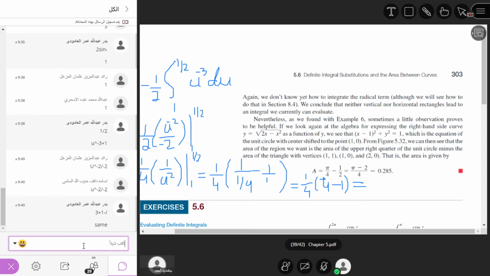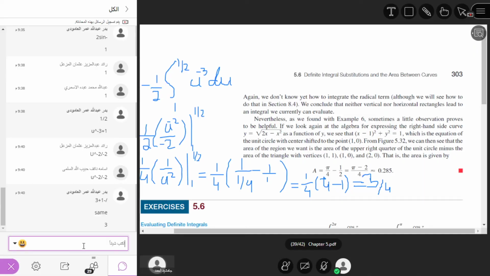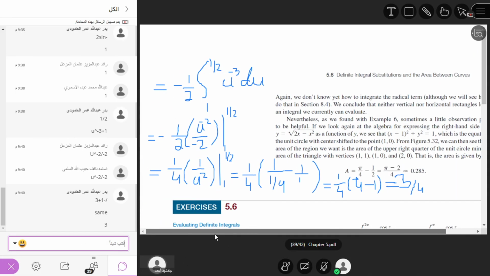Yes, 4 minus 1 is 3. So that is why we get 3 divided by 4. This is the final answer. So by the substitution method, we convert the given integral into a new integral.